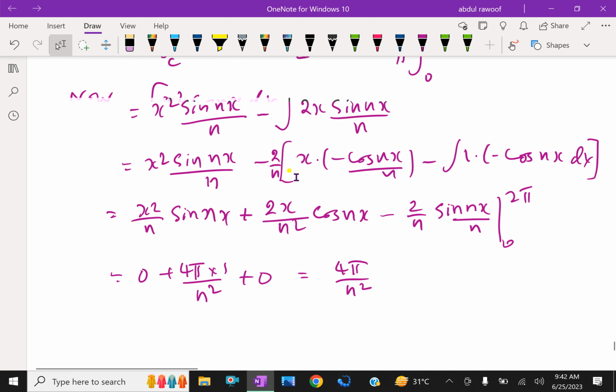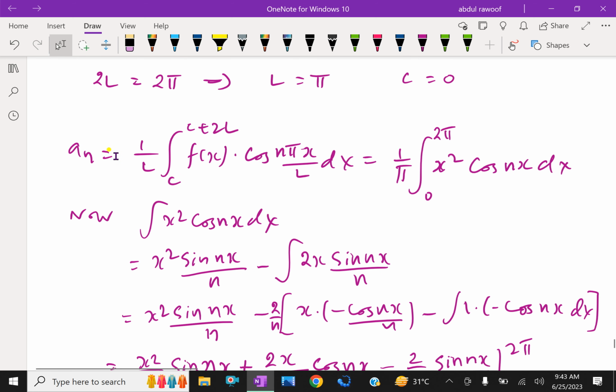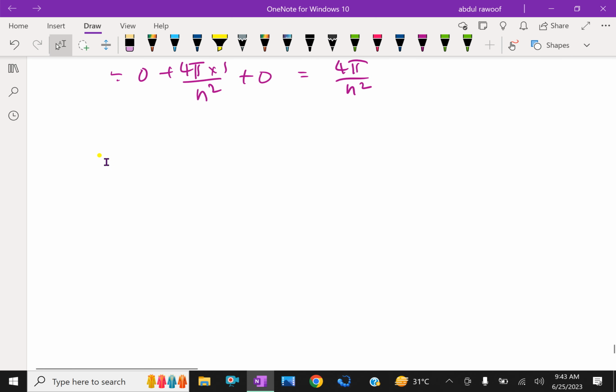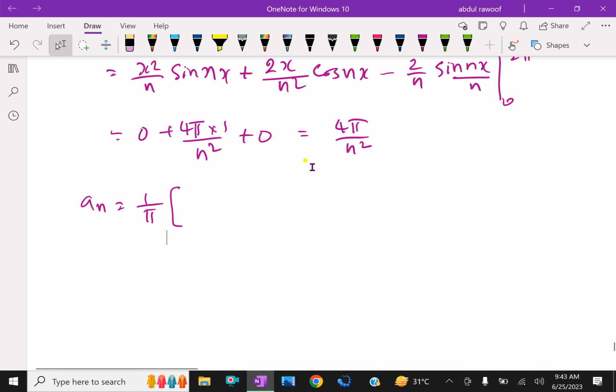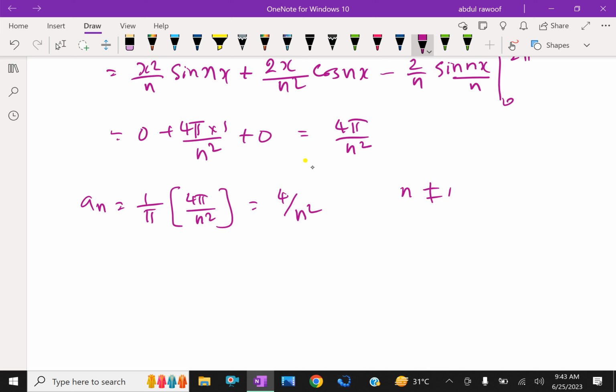Now we'll do the complete part, that's coefficient aₙ equal 1 over π into this, that is 1 over π into 4π over n², which is equal 4 over n², because π and π cancel. We have 4 over n² where n is not equal to 0.